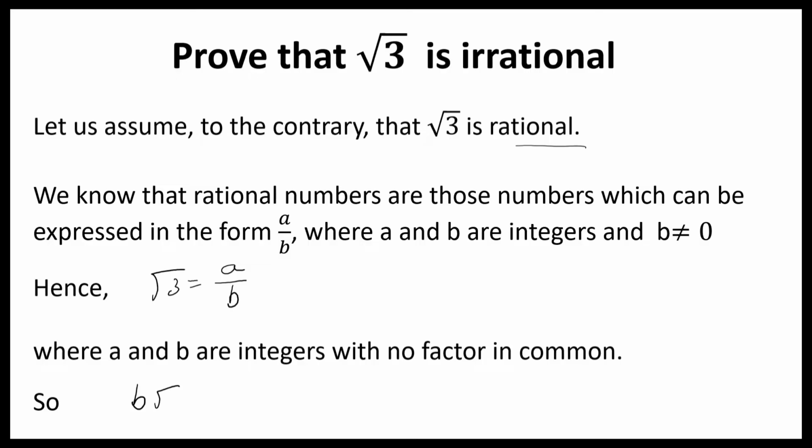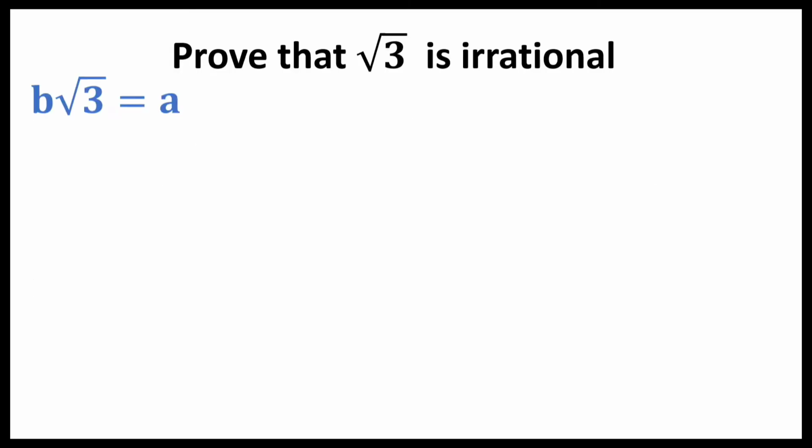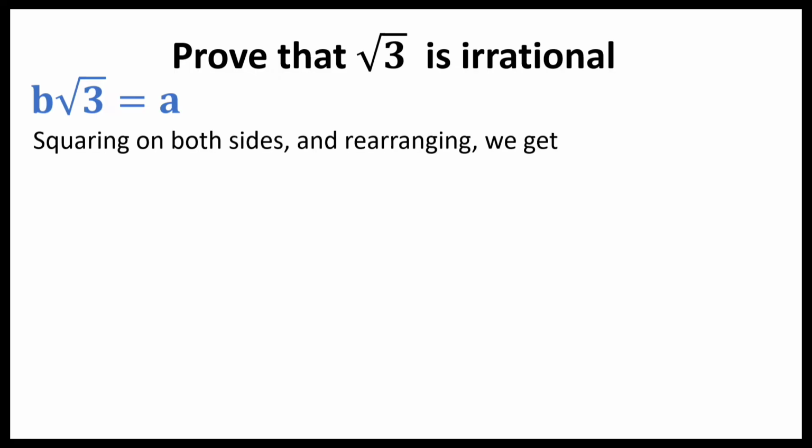b root 3 is equal to a. Now we have b root 3 is equal to a. Now let us square on both sides and then rearrange. We get square root of 3 squared is 3, b squared is b squared, a squared is a squared.